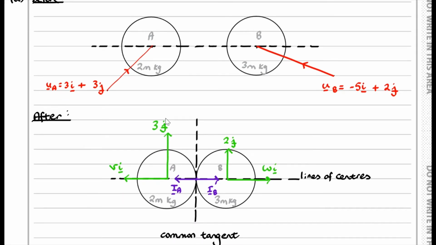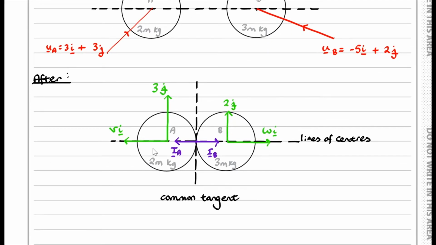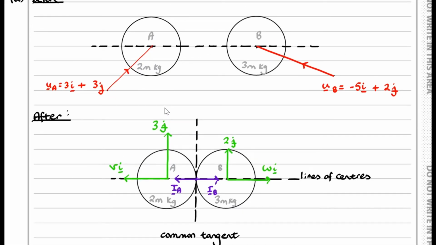I think it's a good idea to begin by sketching out the entire situation, which is what I've done over here. We've got the situation before and after. Before, the spheres are moving on a horizontal plane, and if we consider A, that has velocity 3i plus 3j, and if we consider B, that has velocity minus 5i plus 2j. A has mass 2m kilograms and B has mass 3m kilograms. And afterwards, when they collide, the vertical component perpendicular to the line of centers, that doesn't change.